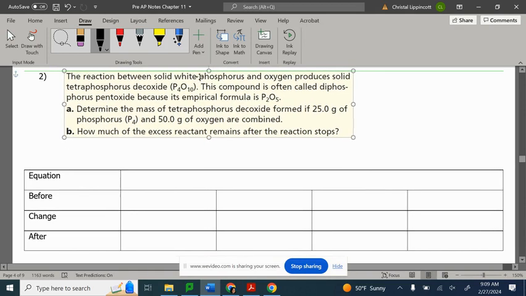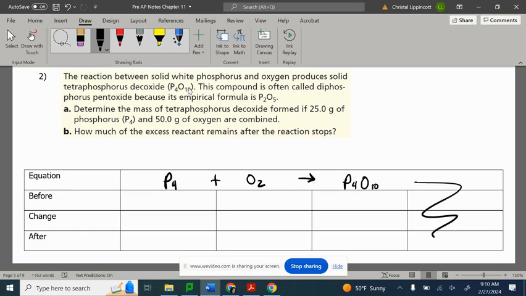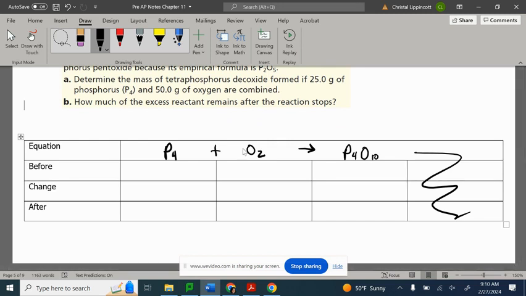Reaction between white phosphorus and oxygen. So white phosphorus is P4 plus oxygen. Tetraphosphorus. I think I've got an extra box here that we didn't need, so you can ignore that box. Sorry. All right. So, got to balance this. I need a 5 here.